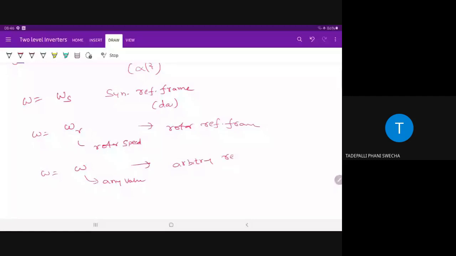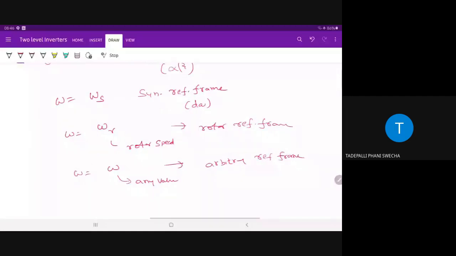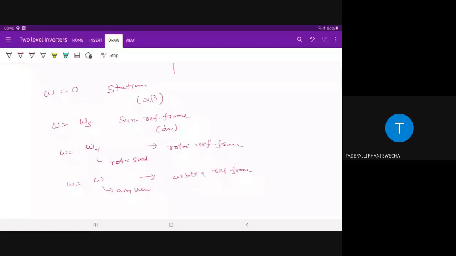Okay, so normally we have these four kinds of reference frames that are used. One is omega equal to 0, that is stationary reference frame. Synchronous reference frame, that is the reference frame speed is equal to the synchronous speed of the machine. Rotor reference frame, that means the reference frame is fixed in the rotor speed. And arbitrary reference frame, that is a general term, that means omega equal to any value of omega. Clear? So these will normally be used.